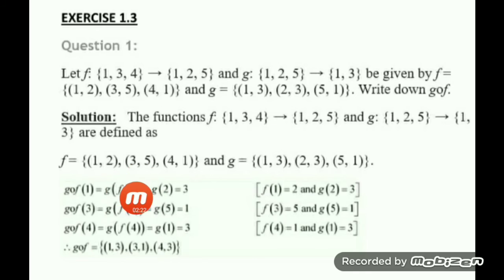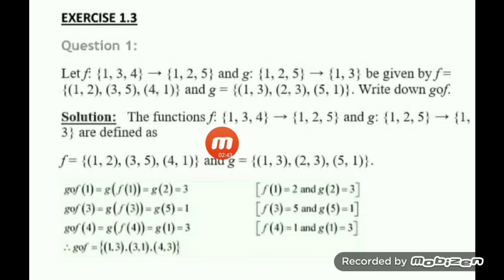Now you know the value of f of 1. What is f of 1? 1 goes to 2, so f of 1 is 2. So it becomes g of 2. Then you go to the function g. Here 2 is related to 3, so g of 2 is equal to 3. Do you understand it? Okay, I'll give you the next one.